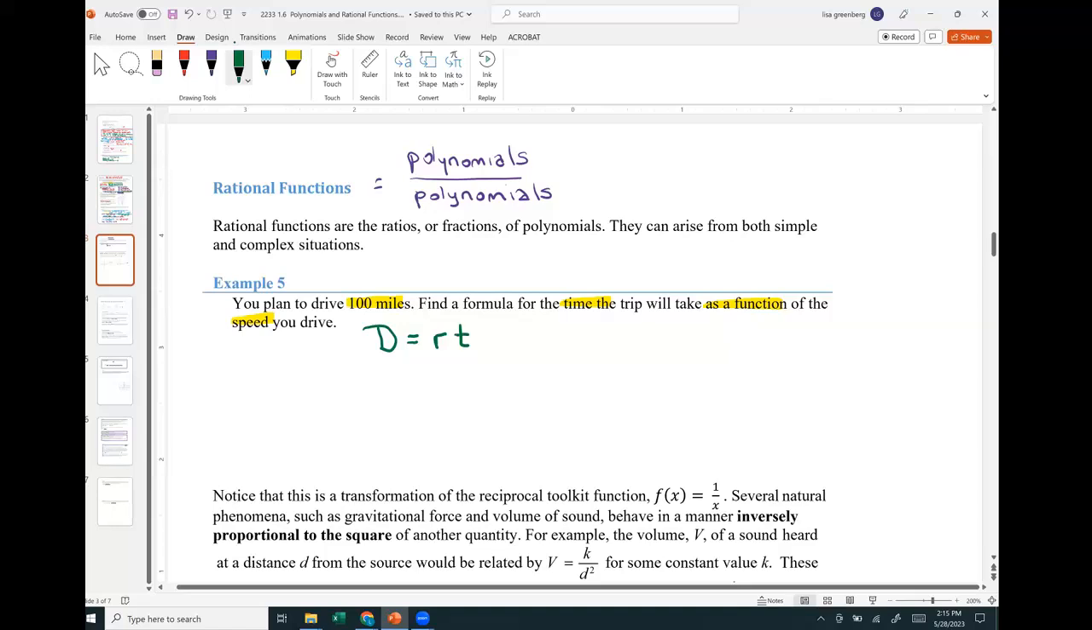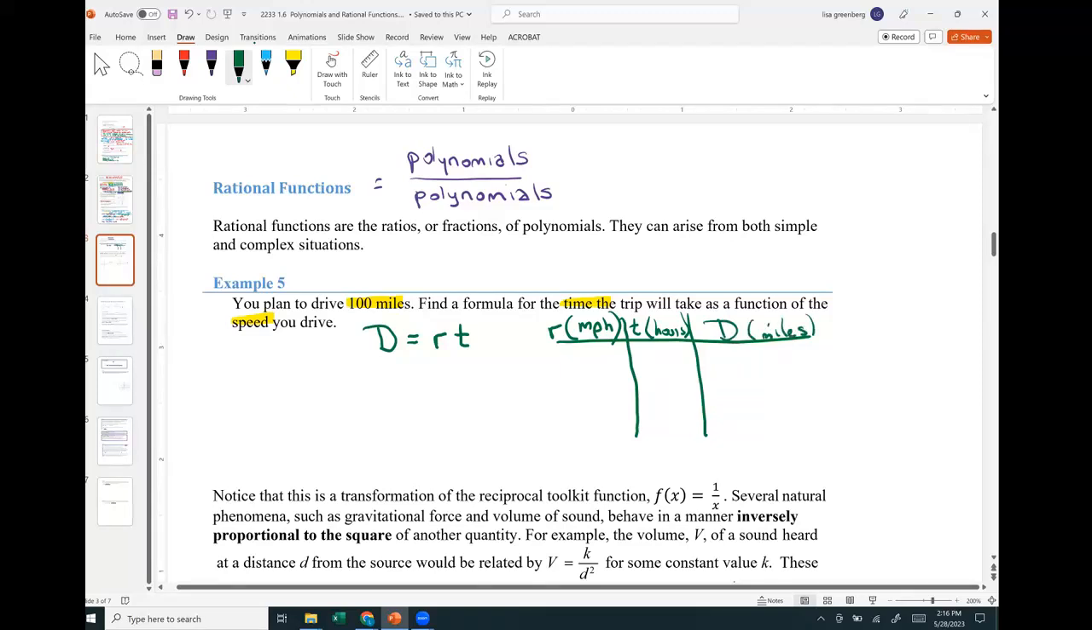How can you remember that? Well, let's think about it. So if I were to drive, this is rate, and we'll call this miles per hour. This is time, and we'll say this is in hours. And we'll have this as distance in miles.